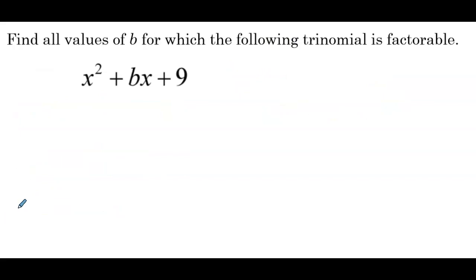So that finishes the more complex factoring problems. Now let's transition to a different type of problem. Find all values of b for which the following trinomial is factorable. Okay, so we have x squared plus bx plus 9, and we want to know for what coefficient of x, essentially, what b value, can we actually factor this? Well, let's go through the process as if we were going to do grouping. So 1 times 9 is 9.